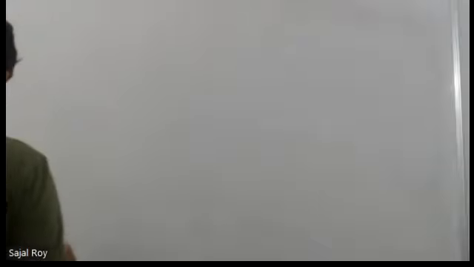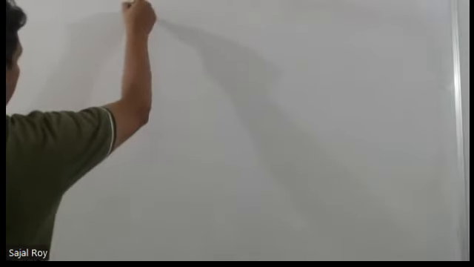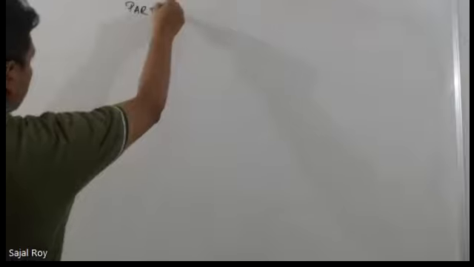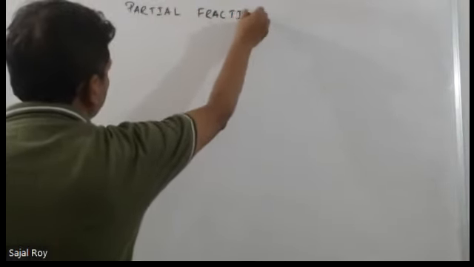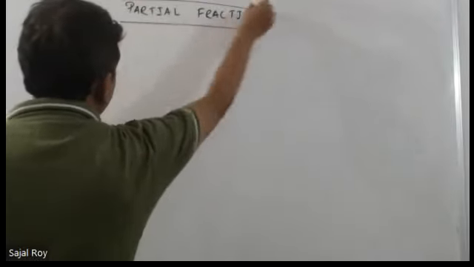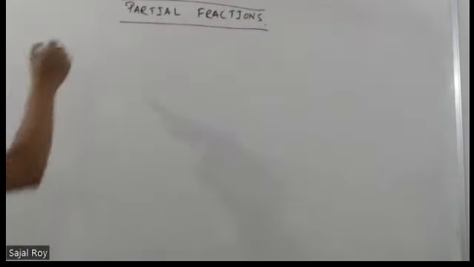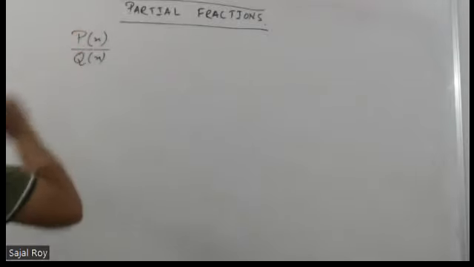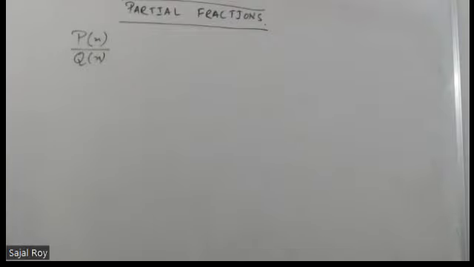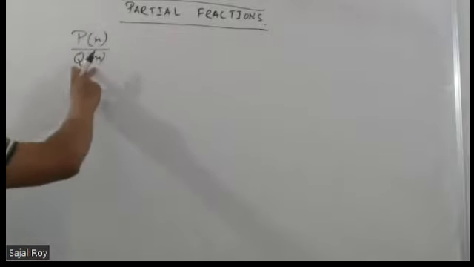Partial fractions. Suppose in integration you have functions like this. Rational functions, this is called. And this is sometimes called a proper fraction if the degree of p(x) is less than q(x).